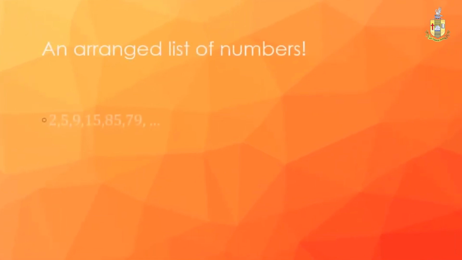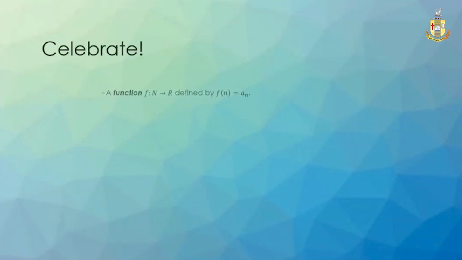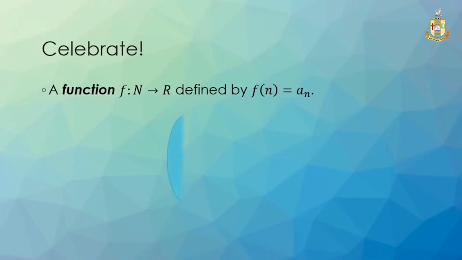What is a sequence? A sequence is an ordered list of numbers. But what is an ordered list? How can I define this mathematically? Here comes the definition of the sequence as a function. A sequence can be regarded as a function from the set of natural numbers to the set of real numbers.